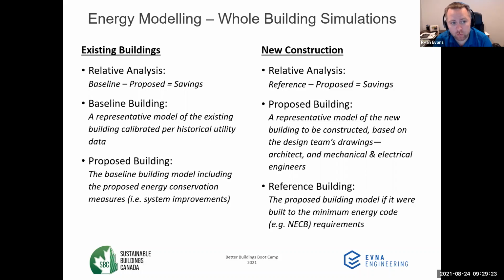So for an existing building, we're doing a relative analysis. That means we're comparing a proposed scenario to a baseline. The baseline building is a representative model of the existing building as it is today, and we calibrate that to an improved accuracy using historical utility data. The proposed building is created from the baseline building, and what we do is we incorporate the energy conservation measures, the system improvements that we want to implement into the building, and then through that relative analysis and comparison, we're able to see the performance gain of those various measures.